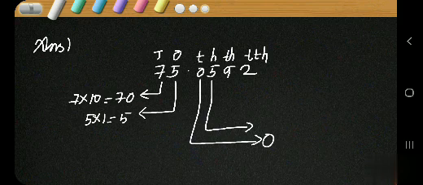5 is in which place? Can you say? Yes, 5 is in the hundredths place. So, what would be its place value? 5 into 1 by 100, isn't it? 5 is in the hundredths place. So, 5 into 1 by 100. What is 5 into 1 by 100? Yes, 5 by 100.